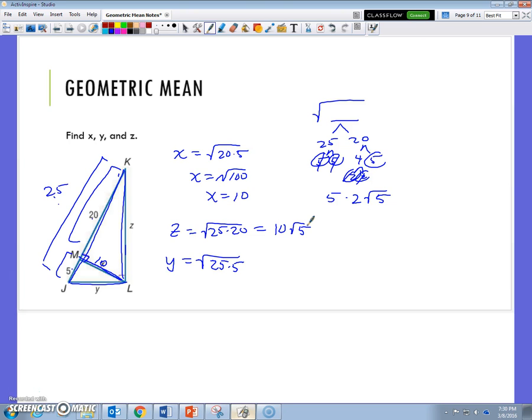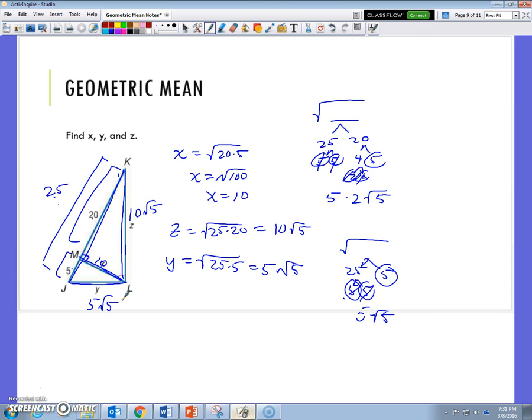Y, same idea. I'm not going to take 25 times 5. It's 125, but when I do 125, the first two numbers are just going to be 25 and 5 anyway. No need to do the extra math. So I know that would be 5 root 5. So y in this case would be 5 root 5. Okay, so z equals 10 root 5 and y would equal 5 root 5.